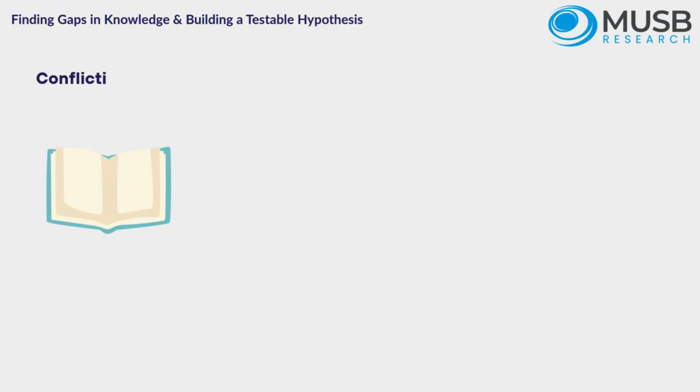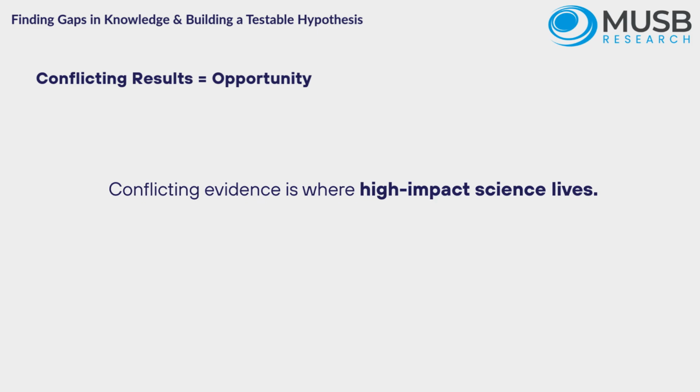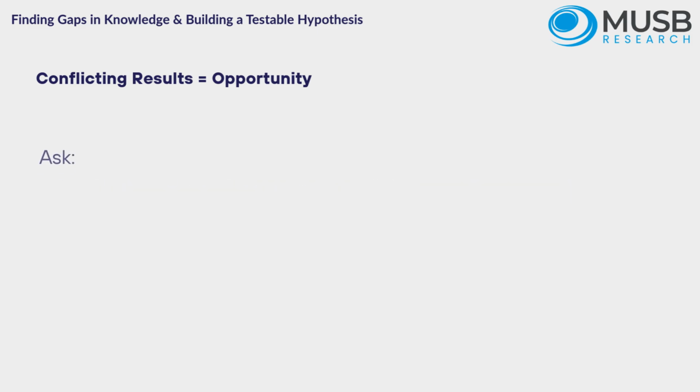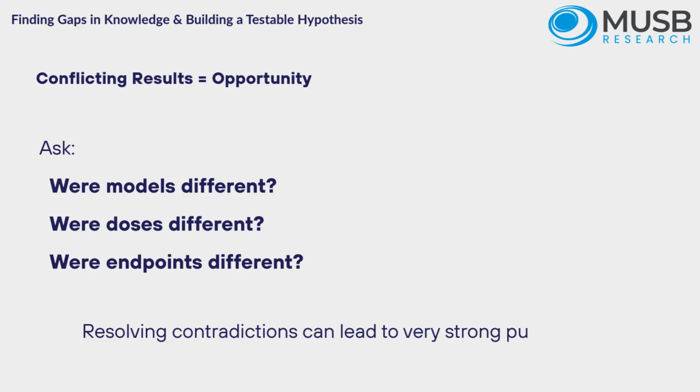When two strong studies disagree, don't panic. Get excited. Conflicting evidence is where high-impact science lives. Ask, were models different? Were doses different? Were endpoints different? Resolving contradictions can lead to very strong publications.